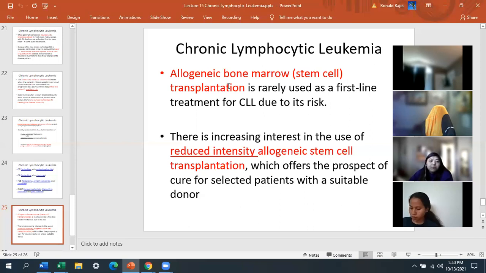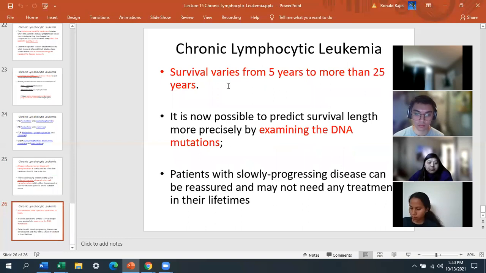There is increasing interest in the use of reduced intensity allogeneic stem cell transplantation, and it offers a prospect of cure for selected patients with a suitable donor. The benefit is survival can vary from 5 years to more than 25 years. But again, it's not really guaranteed. You can predict the survival length by looking at the DNA mutations. So that's at the molecular level.